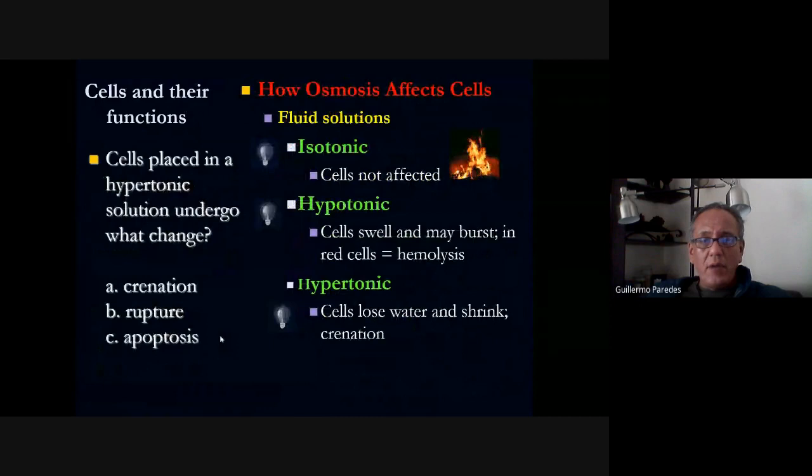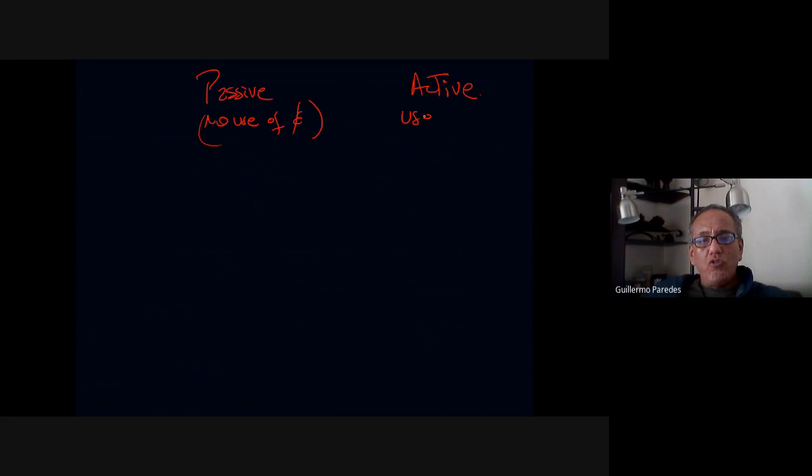All right, so we have the membrane transportation. The membrane transportation is how things are transported passing through the cell membrane. They can go from outside to inside, or from inside to outside. We have two types of transportation, the passive and the active. The passive uses no energy. The active does use energy.